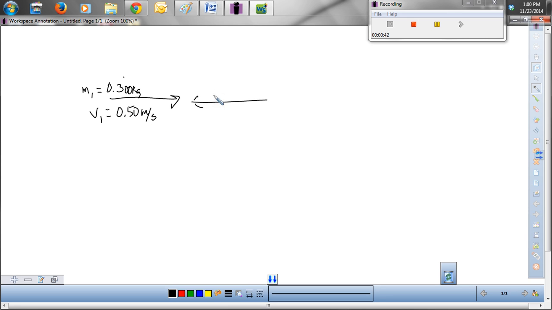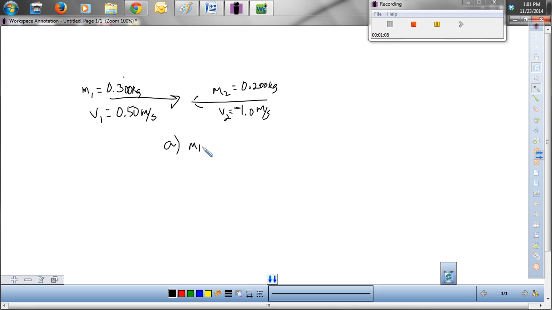Mass 2 is the one that is 200 grams, which is 0.2 kilograms. It's moving to the left at 1 meter per second. And I'm going to make that be a negative 1 because I want to remember that it's going to the left. And if they collide and stick together, find the magnitude and direction of their resultant velocity.